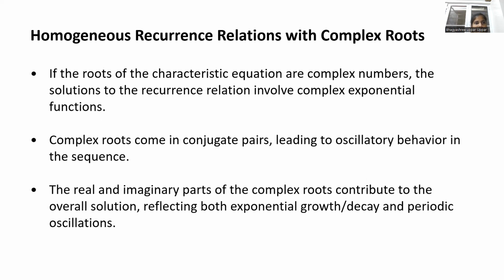Homogeneous recurrence relation with complex roots. If the roots of the characteristic equation are complex numbers, the solution of the recurrence relation involves complex exponential functions. Complex roots come in conjugate pairs, leading to oscillatory behavior in the sequence. The real and imaginary parts of the complex roots contribute to the overall solution, reflecting both exponential growth or decay, and periodic oscillations.